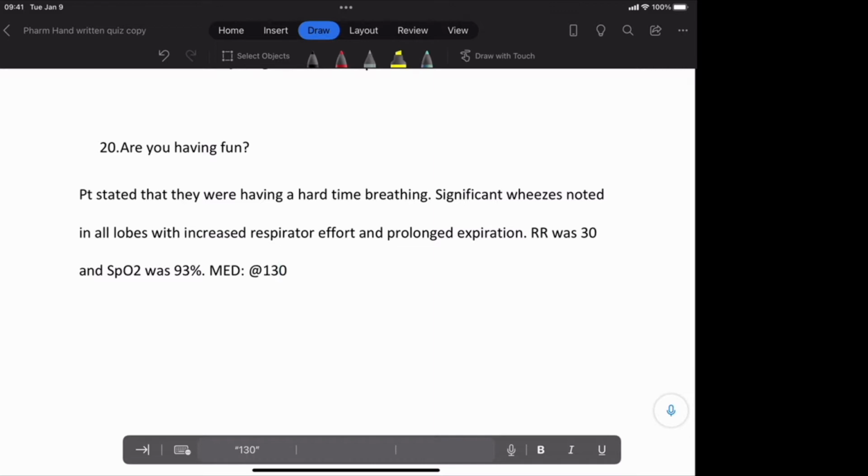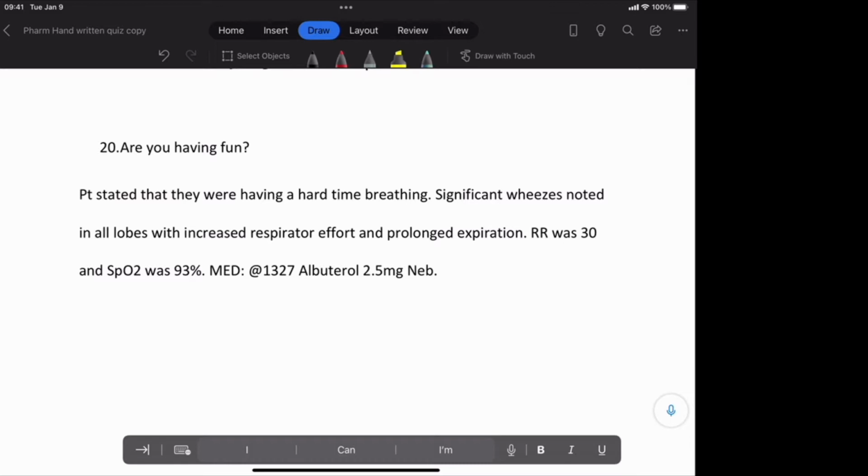At 13:27, all right, so I gave my med at 13:27, albuterol 2.5 milligrams via neb, or just neb, or however you want to say it. So I've listed what time I gave it, what the drug was, how much I gave, and what the route of administration was.